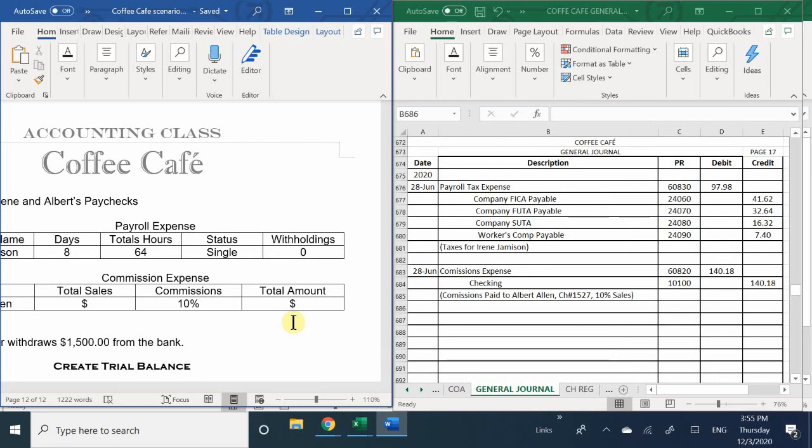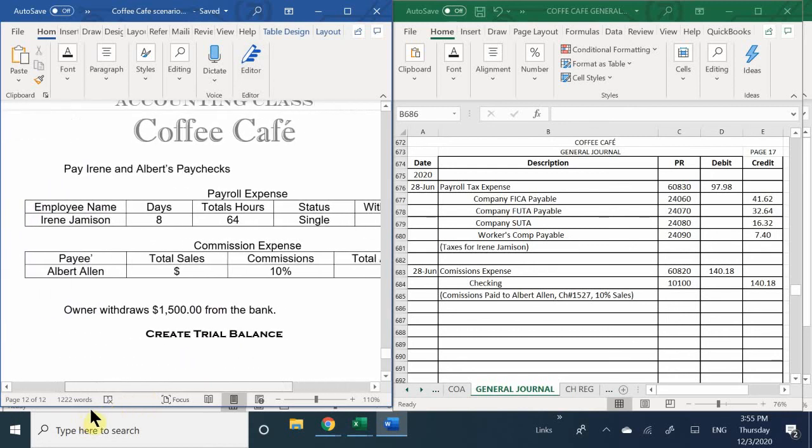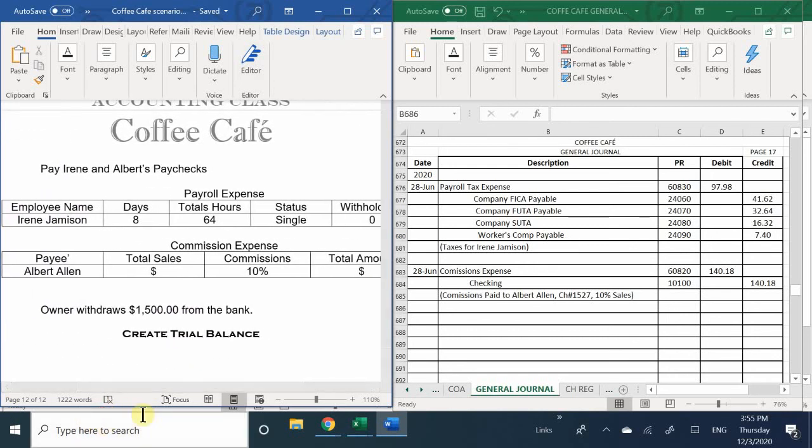Right. Last but not least, let's complete this and then do our trial balance. I'll show you a quick and easy way to do the trial balance. So what has happened for our very last transaction? I'll go ahead and do this one since it was short and sweet. The owner withdraws the $1,500 from the bank.